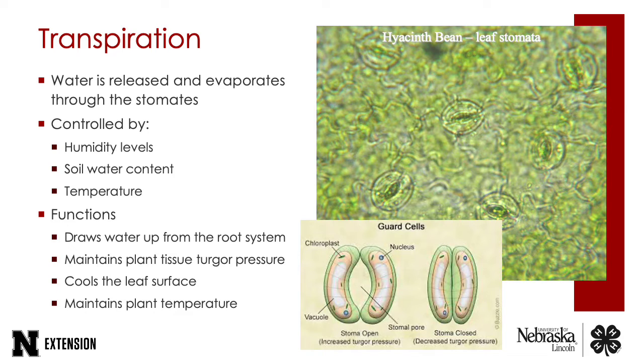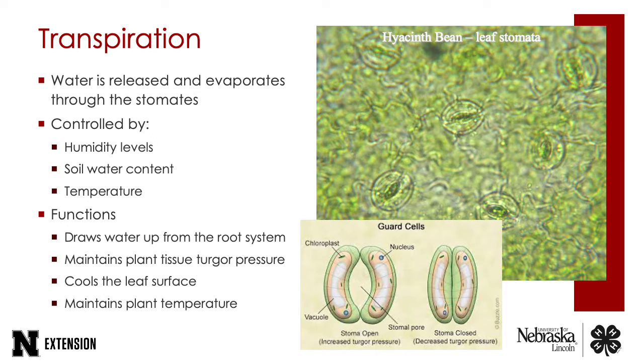So the process of transpiration has several functions in the plant. It serves as a pulling mechanism. As water is lost through the stomata, the adhesion of water molecules to each other pulls new water molecules up from the roots through the stem to the leaves. So it helps to move water through the plant.